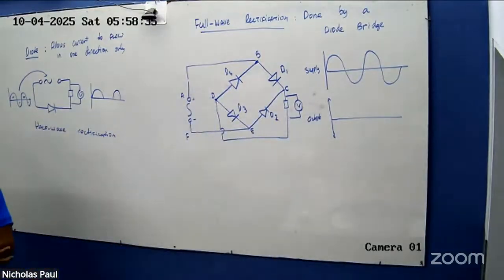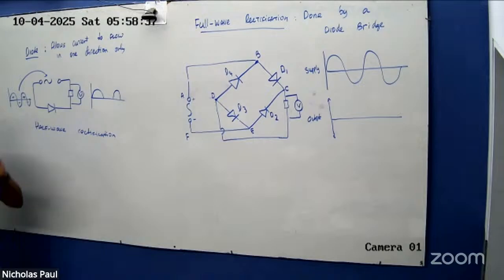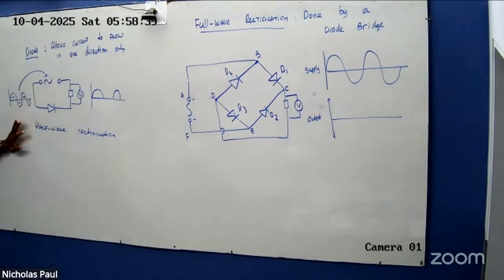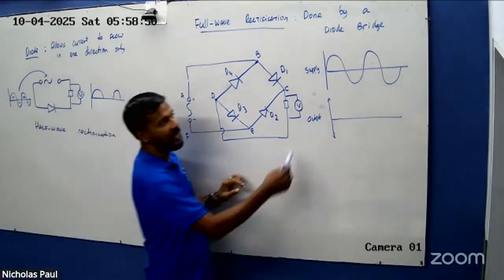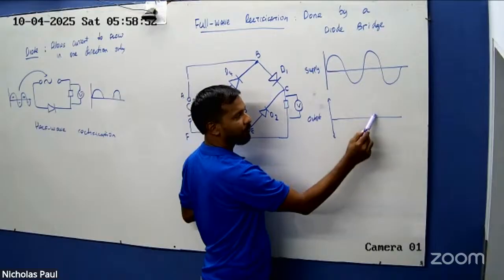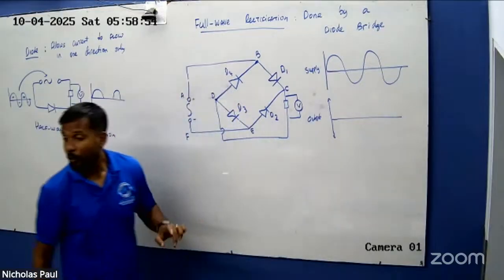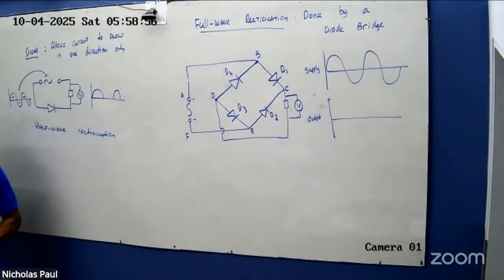So here's what we want to observe. This is called half wave rectification. We are going to try to get full wave rectification. Full wave is this. So you want to see how this diode bridge will work.